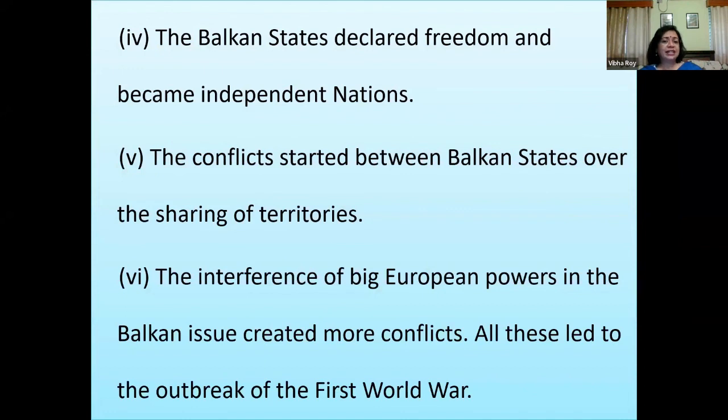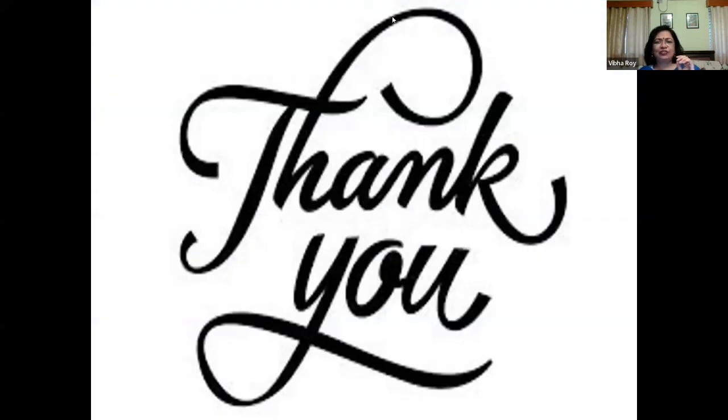So the Balkan states declared freedom and became independent nations. And the conflict started between the Balkan states over the sharing of territories. Then what comes? The interference of big European powers in the Balkan issues created some conflicts. All these led to the outbreak of the First World War. Right. That brings me to the end of this topic.